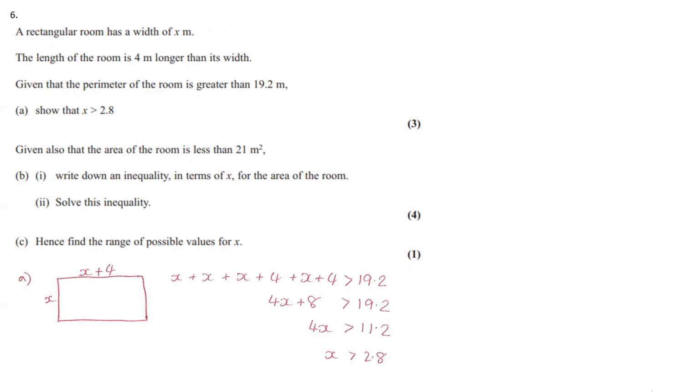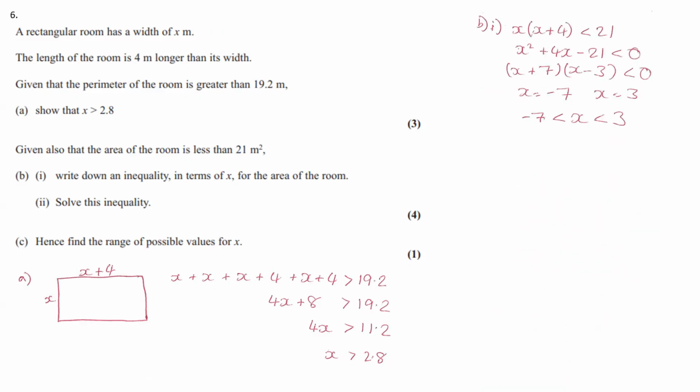And given that the area of the room is less than 21, I worked out an expression for the area, made it into an inequality less than 21, took that 21 over to the other side, and I factorized it, and it was less than 0. Found the critical values like before. So x was between -7 and 3, and that's that inequality. So then hence find the possible range of values for x.